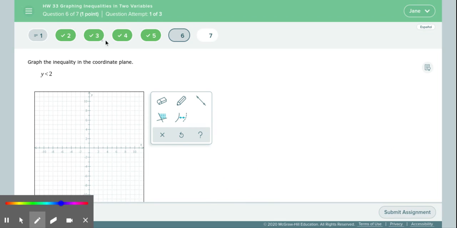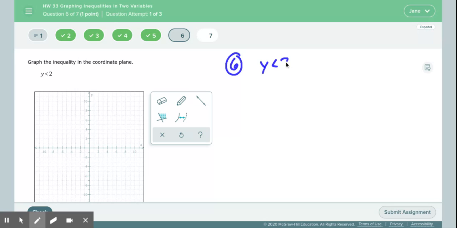Question number 6, notice that this one's a little bit different than the last one because it's just y is less than 2. So this is just one variable, which means that it's only guaranteed to go through one of my number lines. Since this is telling me what my y value is, I'm only guaranteed to go through the y-axis, and I go through the y-axis at 2.